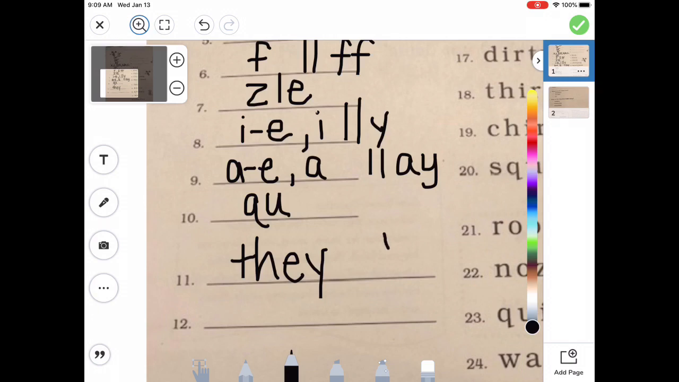So I'm going to put a little star by it because sometimes I just have to know how to spell a word. So, they. How about Ben? B, then N, but I have that double E in the middle. So these are two sight words that we're going to put down.